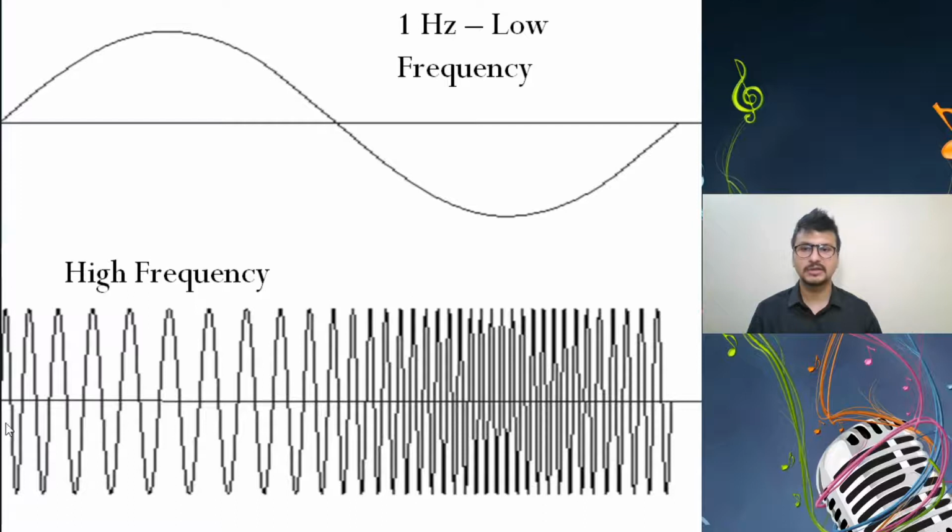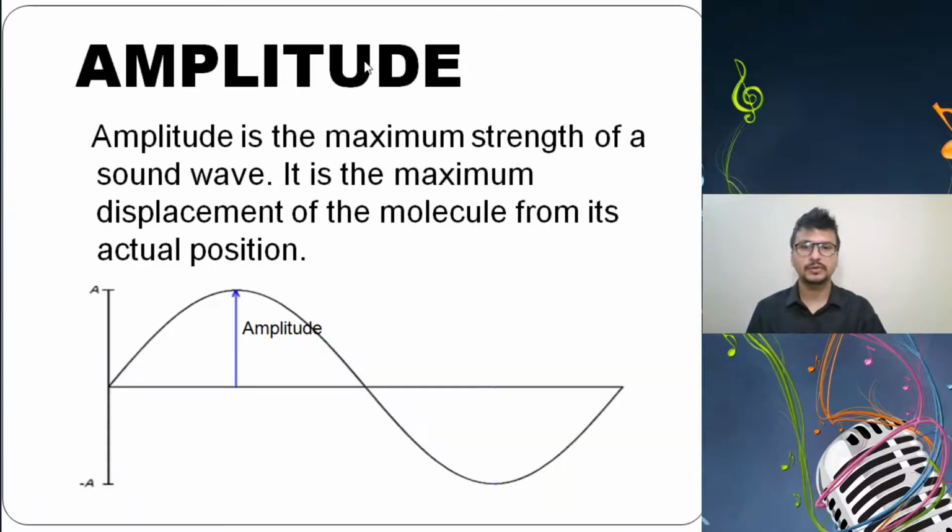You can see that in high frequency the number of cycles is more. More cycles means more frequency, more ups and downs in simple language, or in technical language, a greater number of cycles means high frequency. It means the particular thing is happening again and again. One cycle is coming again and again. That's high frequency, and the above one is low frequency.